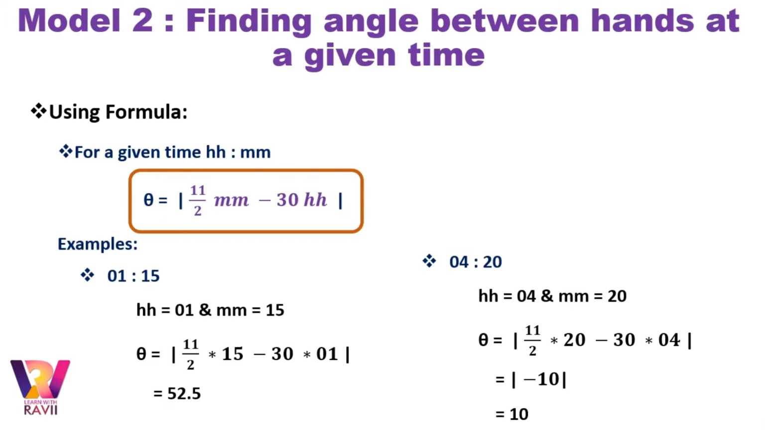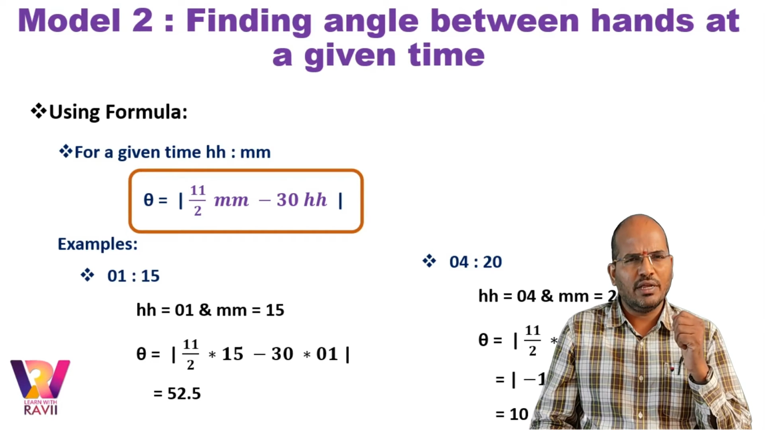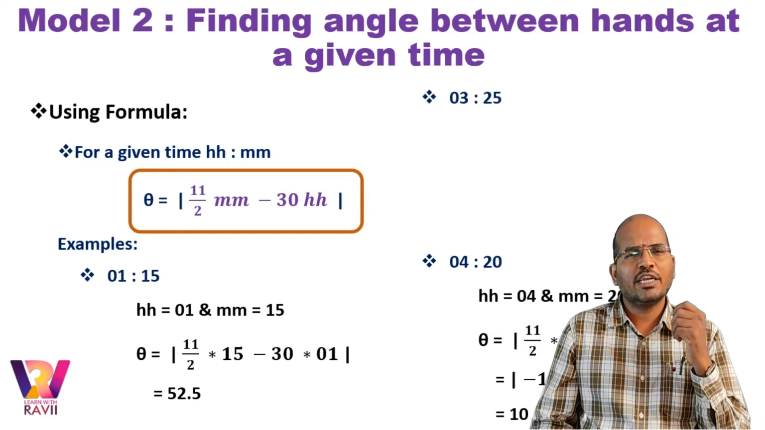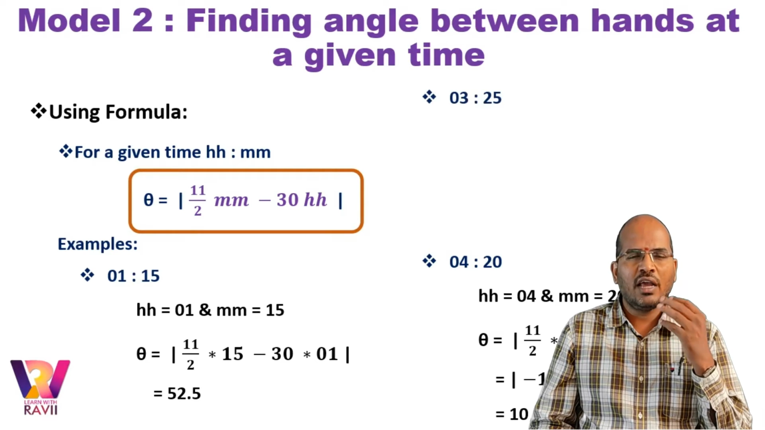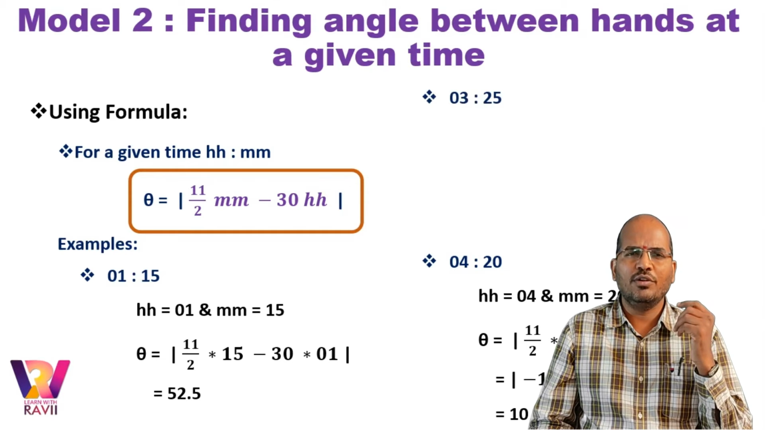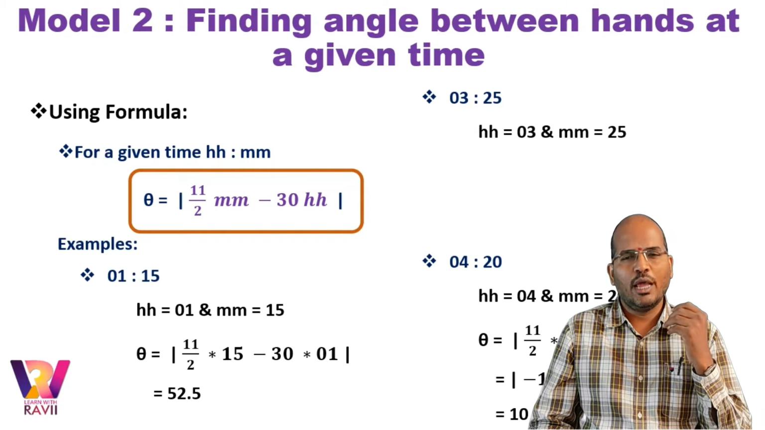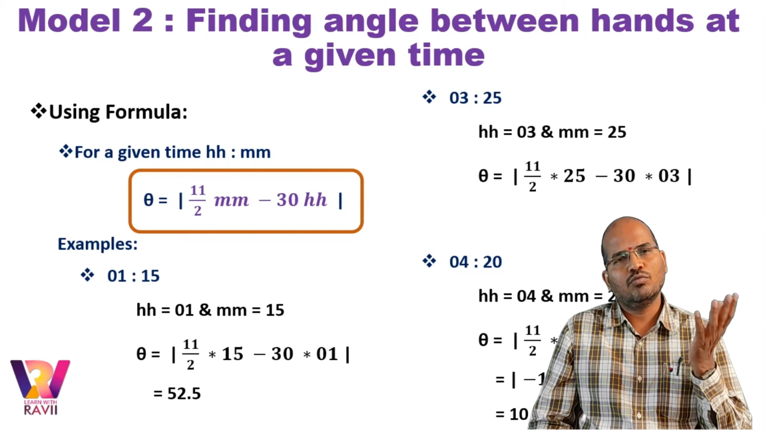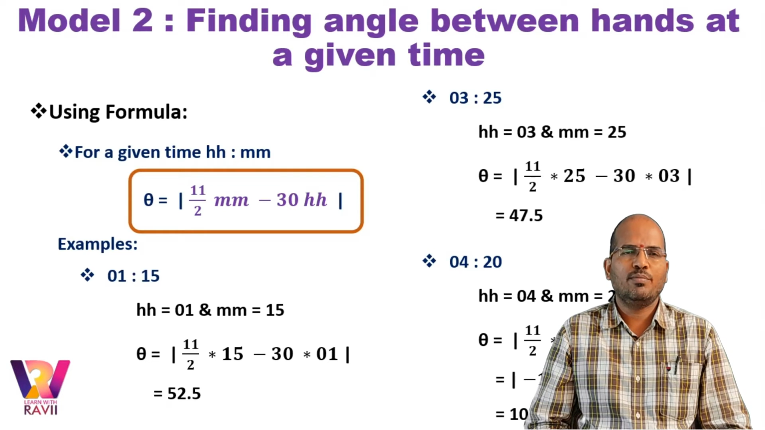That's why I have been shouting that we use the modulo operator. It is as simple as that. Now tell me the answer for 3:25. What do you get as the angle between the hours hand and the minutes hand? Do not complicate it, plug in the value. How do you plug in? HH is 03, mm is 25. So put the formula and the output would be 47.5. So the angle is 47.5 degrees.